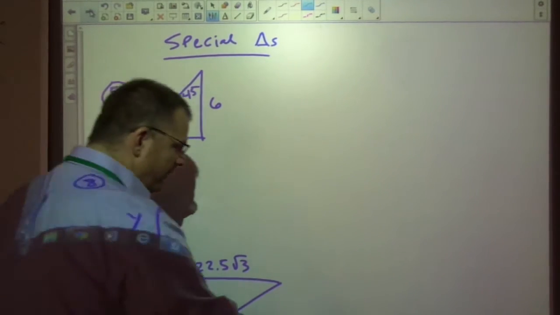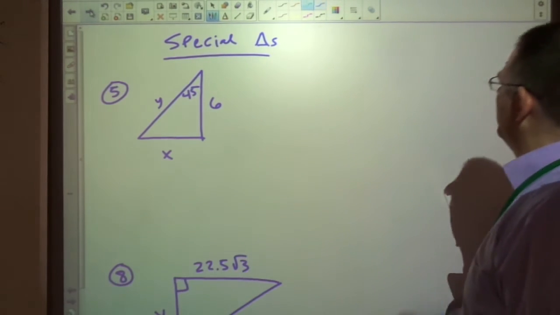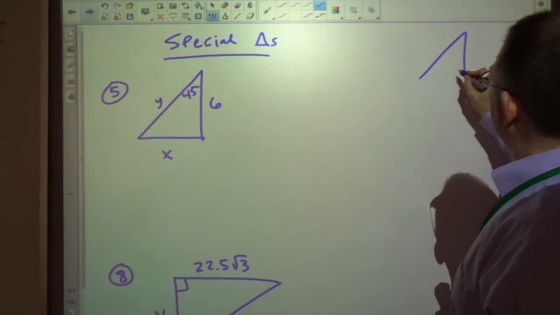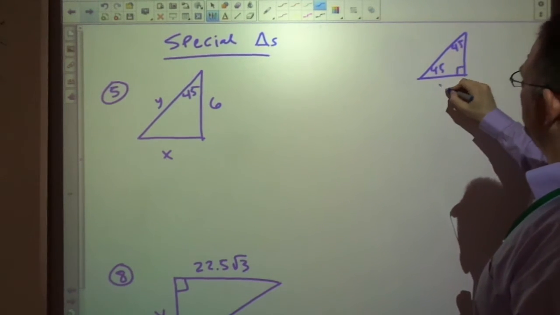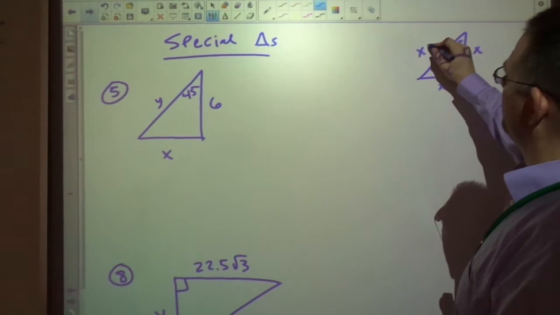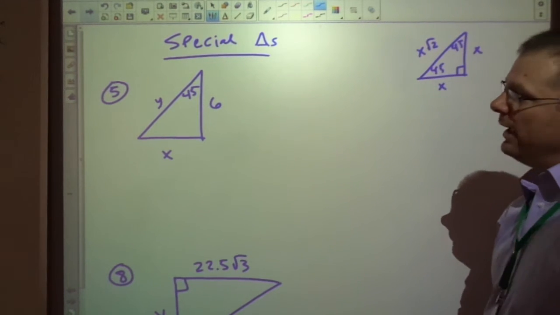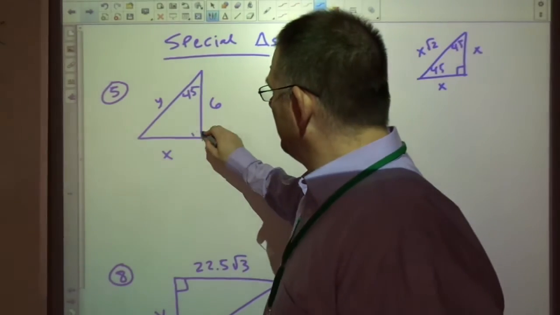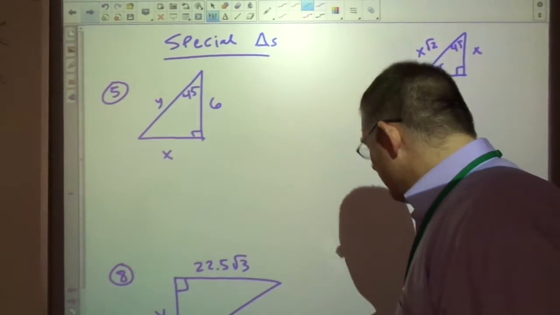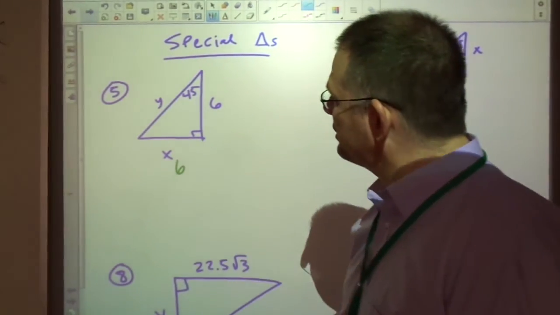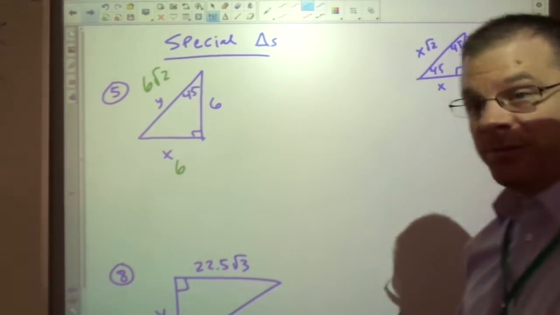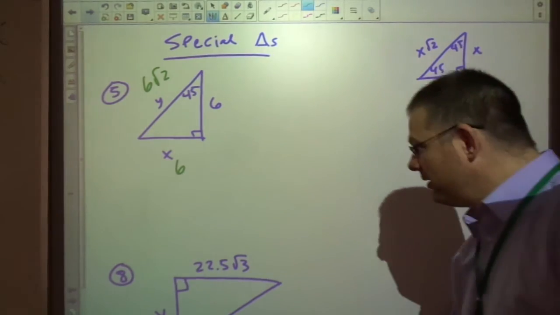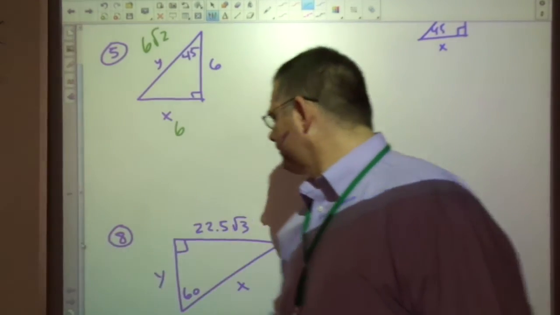Special triangles. This is a 45, 45, 90 in problem number 5. So let's remember what that looks like. If we have a 45, 45, 90, then these are both the same, and this is x times the square root of 2. Now this time they give us a leg. So the other leg has to also be 6, and y has to be 6 times the square root of 2. Really kind of easy once you see the special triangle.